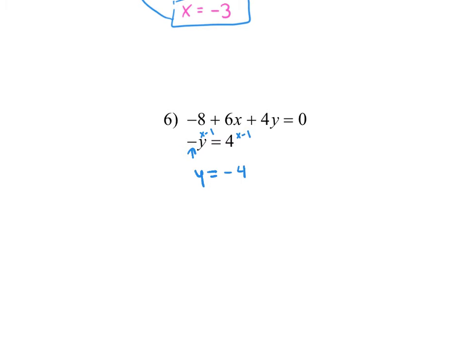Now what can we do? Plug it back in. So we have y is equal to -4. We're plugging it in for y. So -8 plus 6x plus 4 times -4 is equal to 0. Now we need to solve for x. So what should we do first?